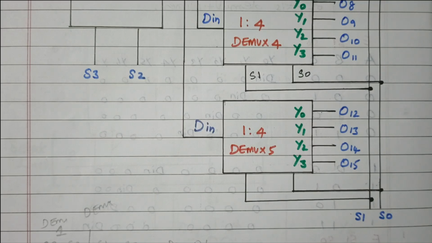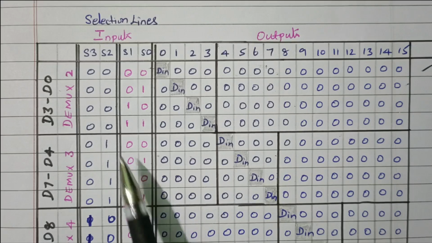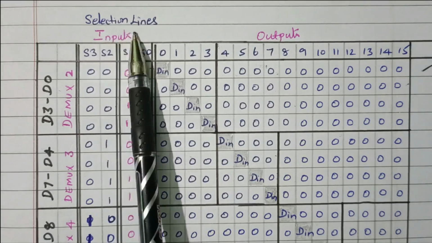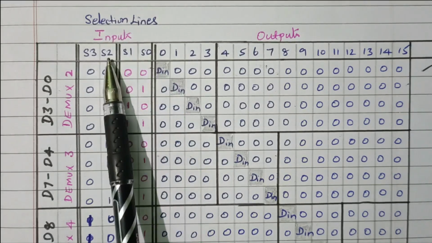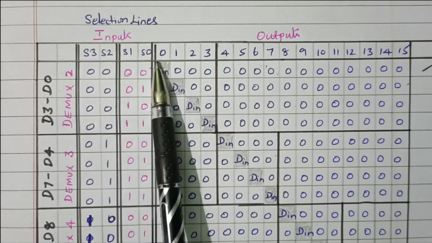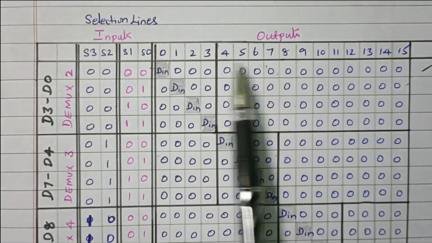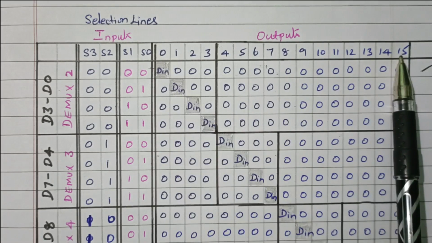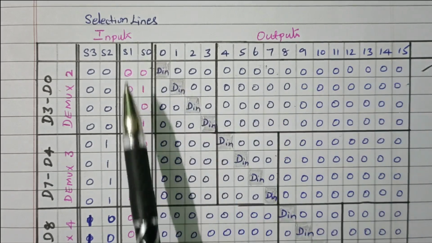Now we'll refer to the truth table so that we are able to understand clearly. Now refer to this truth table. These are the selection lines S0, S1, S2, S3. These are all the 16 different outputs starting from 0 to 15. 16 different outputs are available.